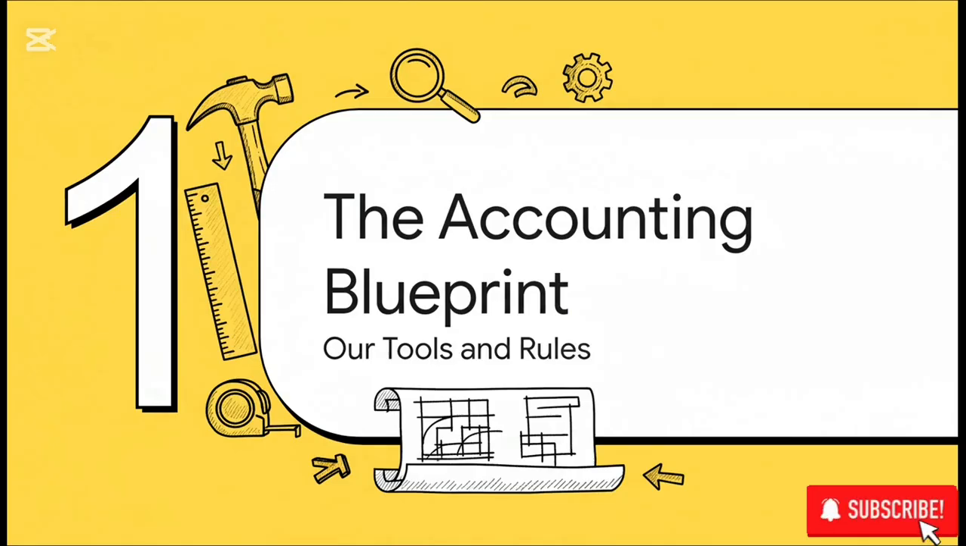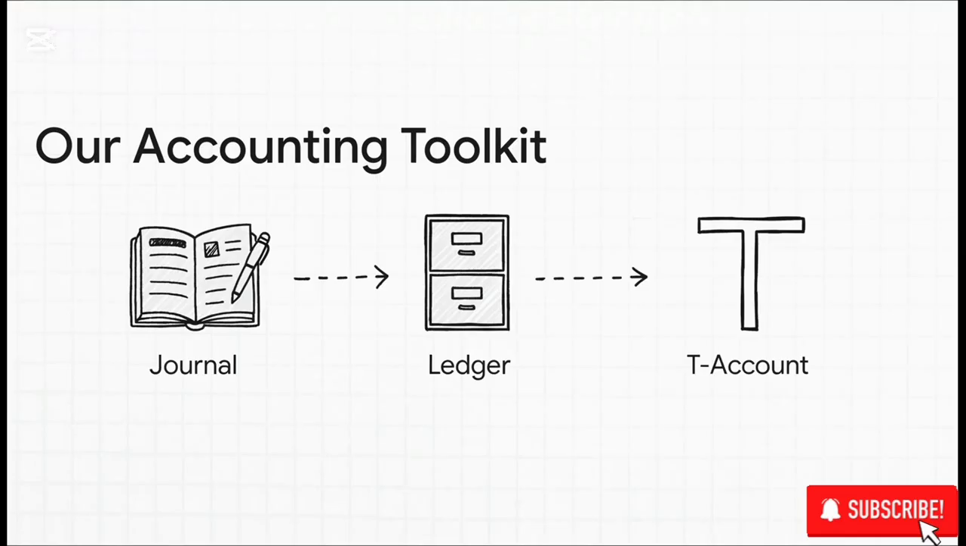Just like a builder needs a blueprint, we need one too. In accounting, we've got a specific set of tools and one single golden rule that, I promise, if you can master it, everything else just clicks into place. So our toolkit? It's actually pretty simple. First up, you've got the journal. Think of it like a financial diary. We log every single thing that happens, in the order that it happens. Then we have the ledger. This is kind of like a super organized filing cabinet that takes those diary entries and sorts them by category.